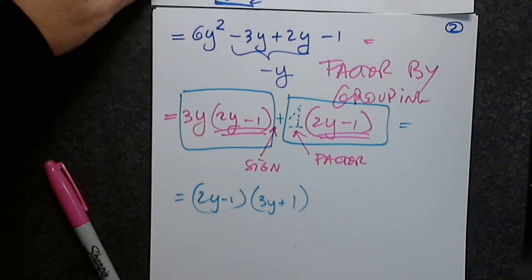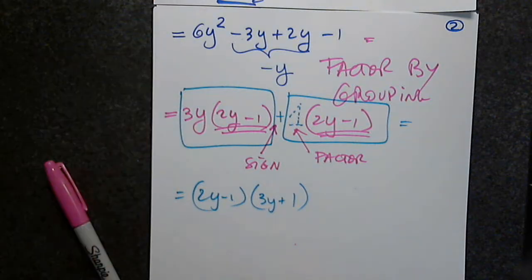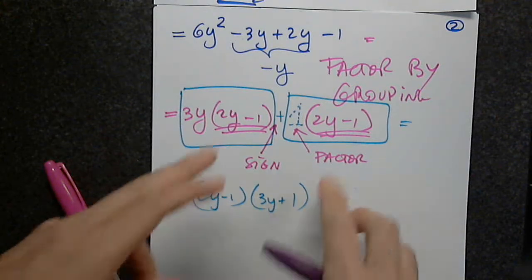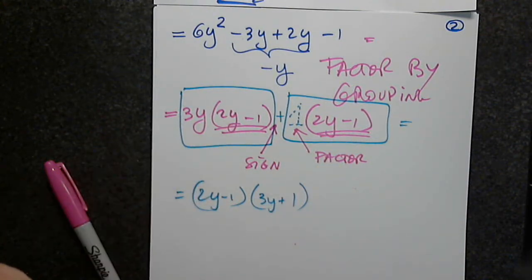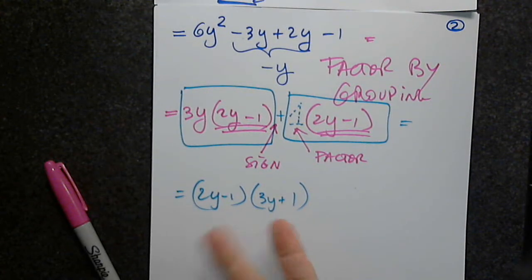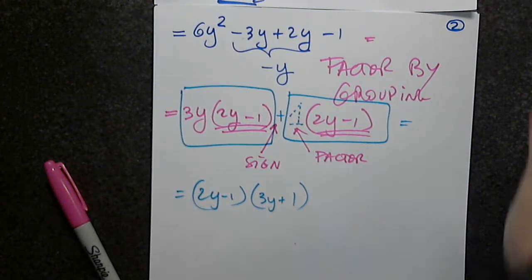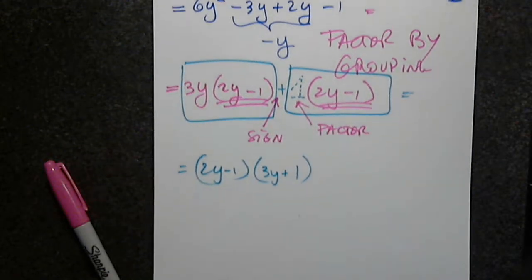Any questions in the back? Any questions? You can write it as 3y plus 1, but I have to pull out the common factor first. But it doesn't matter. 2 times 3 is 3 times 2. You can write them vice versa. It's the same thing. Any questions?